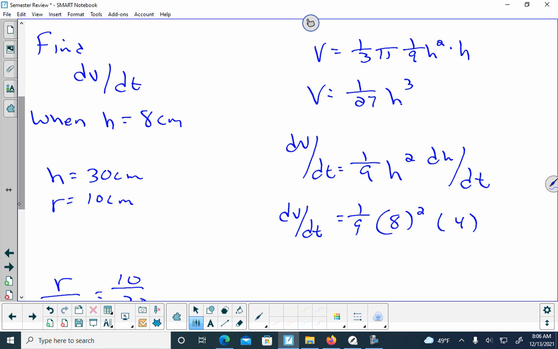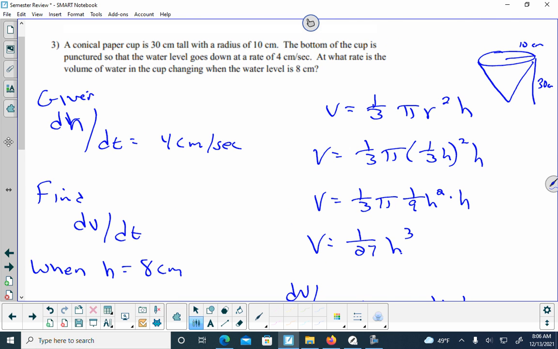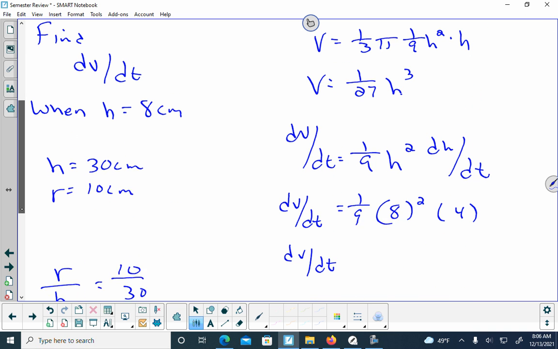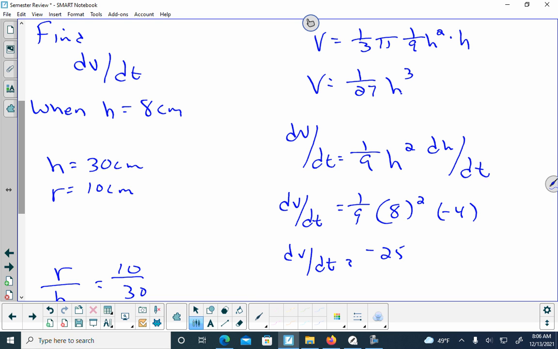So when I do that, oh, you know what? This height is going down, so I should probably make that negative to indicate that it's going down. It's getting less, so I will put a negative sign in there. And when I do this, I got a negative 256 pi over 9.